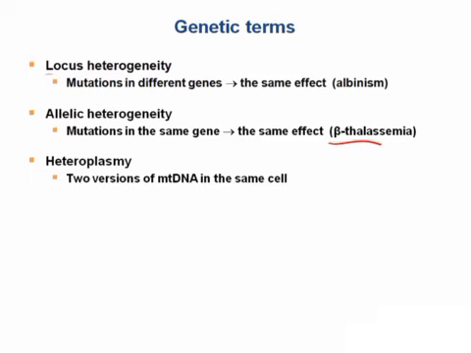Heteroplasmy is the presence of two different versions of mitochondrial DNA, both existing in the same cell. Since you only inherit mitochondrial DNA from one parent, your mother, this occurs due to new mutations rather than the inheritance of different genotypes.